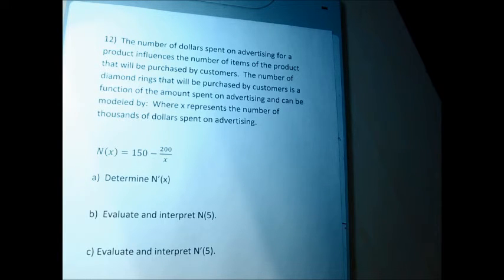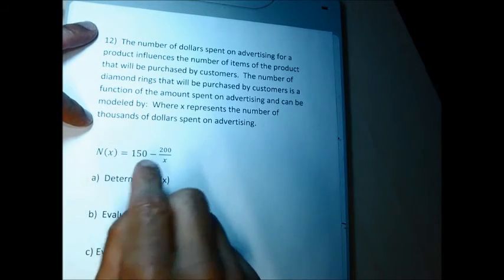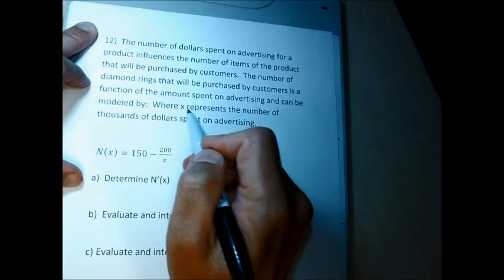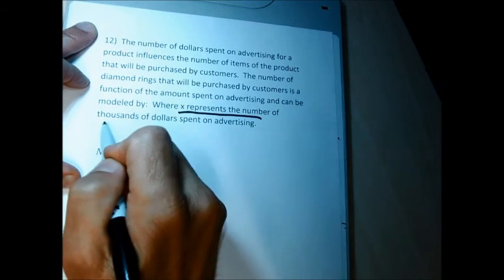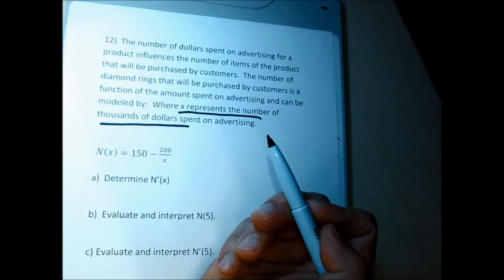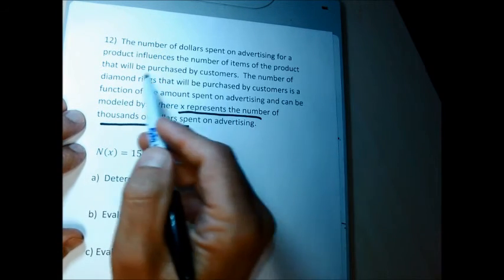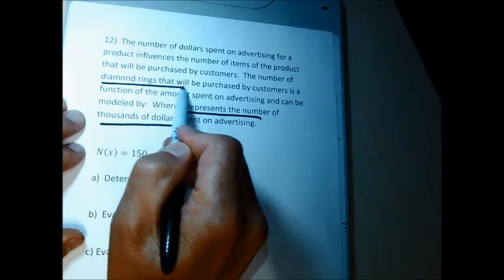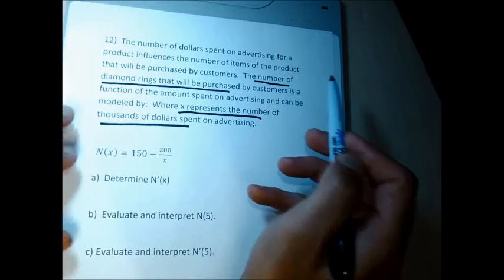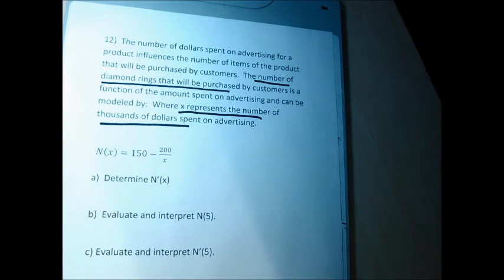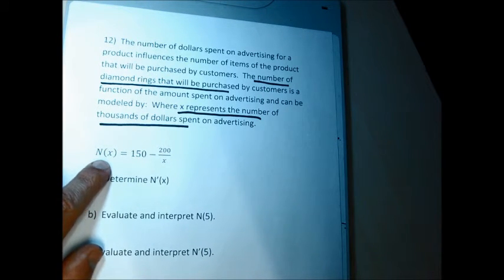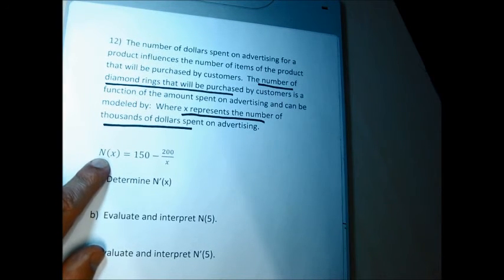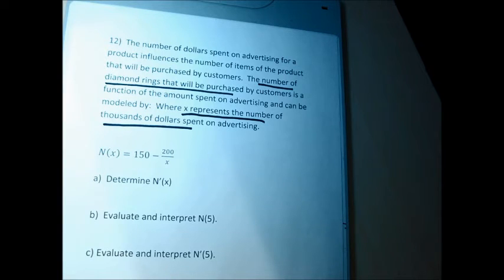So anyways, this function, what the X stands for, the X is how much money in thousands of dollars that I spend on advertising. And what this function gives me out as a result is the number of diamond rings a customer will purchase. So the X stands for the amount spent on advertising in thousands of dollars, and what I get out, the N of X, N meaning number, is the number of diamond rings.